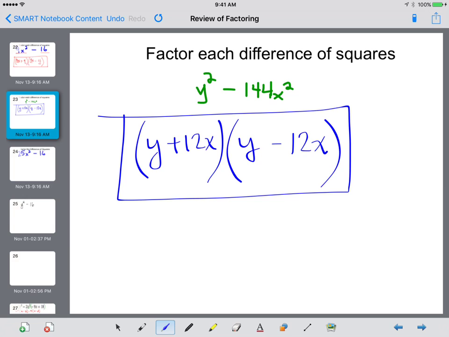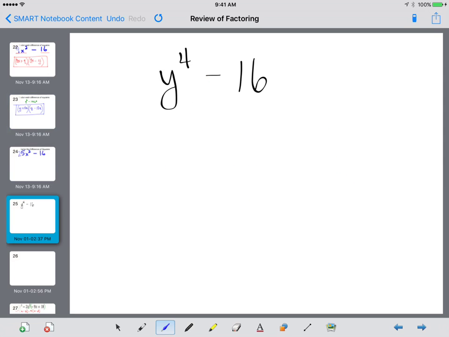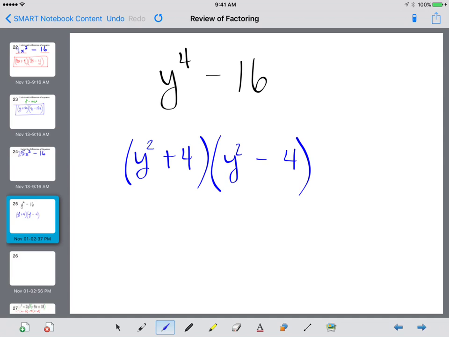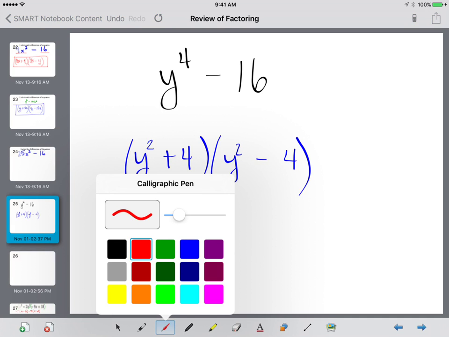I've got one more to show you. What if we have y to the 4th minus 16? That's a little bit more challenging, but we just need to know how to split up y to the 4th. Well, it's just like, what's the square root of 4? It's 2. So we can split this up as y to the 2nd times y to the 2nd. The square root of 16 is 4. So we have y squared plus 4 and y squared minus 4.